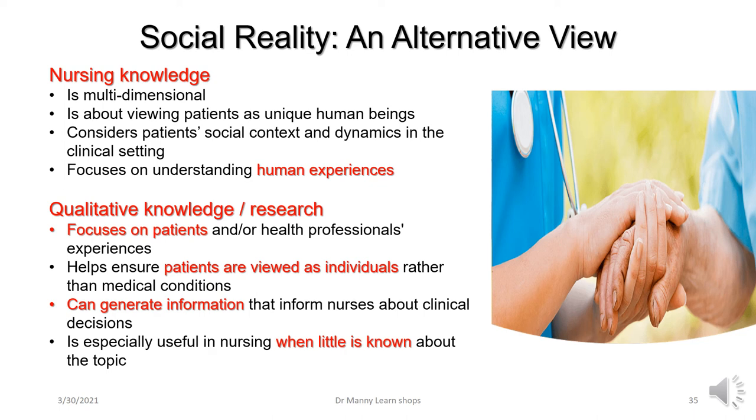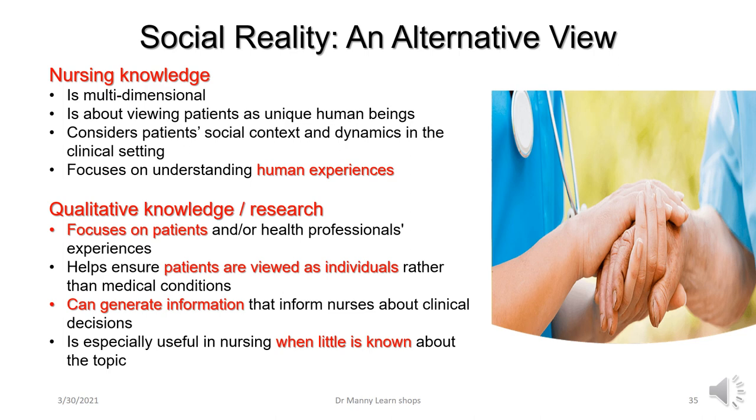It's about people, not numbers. It's about viewing patients as unique human beings, and it considers patients in a social context and the dynamics in their clinical setting. And it focuses on understanding human experiences, which you can't get in a Likert scale. Yes, no, yes, no, yes, no, good, maybe, sure. Qualitative knowledge or research focuses on patients and or healthcare professional experiences. It helps ensure patients are viewed as people, as human beings, as individuals, rather than a diagnosis or a number or a medical condition.